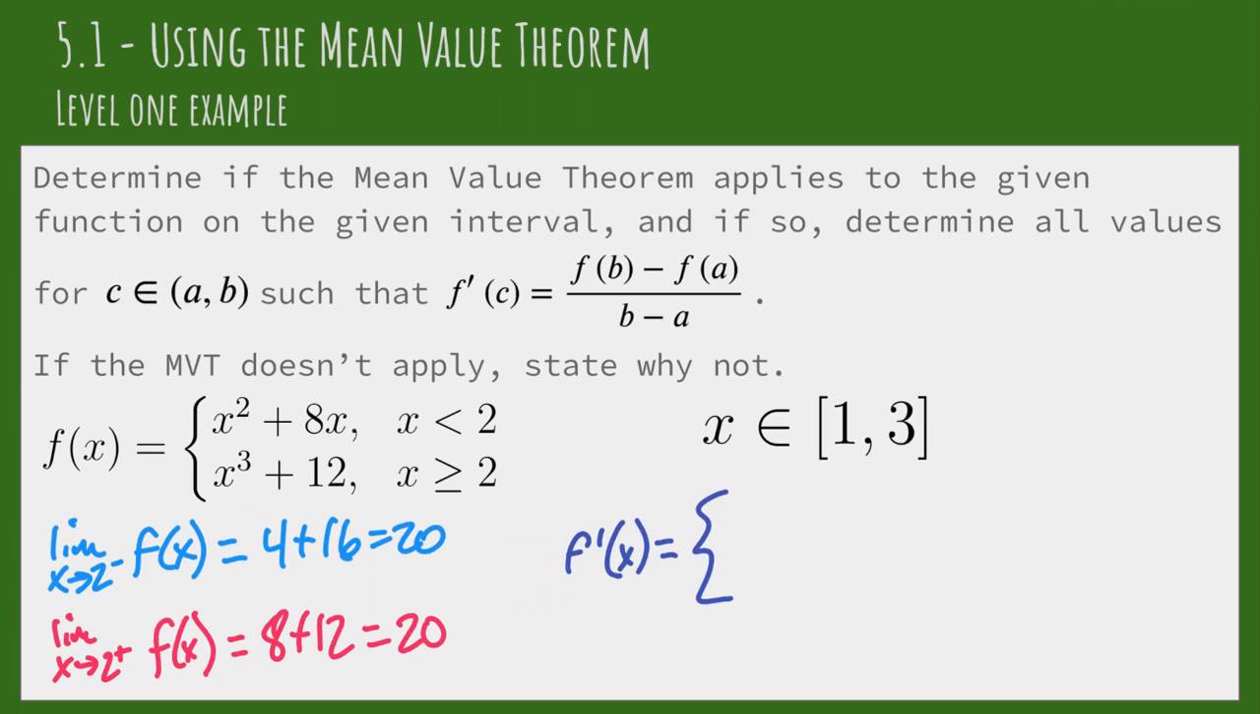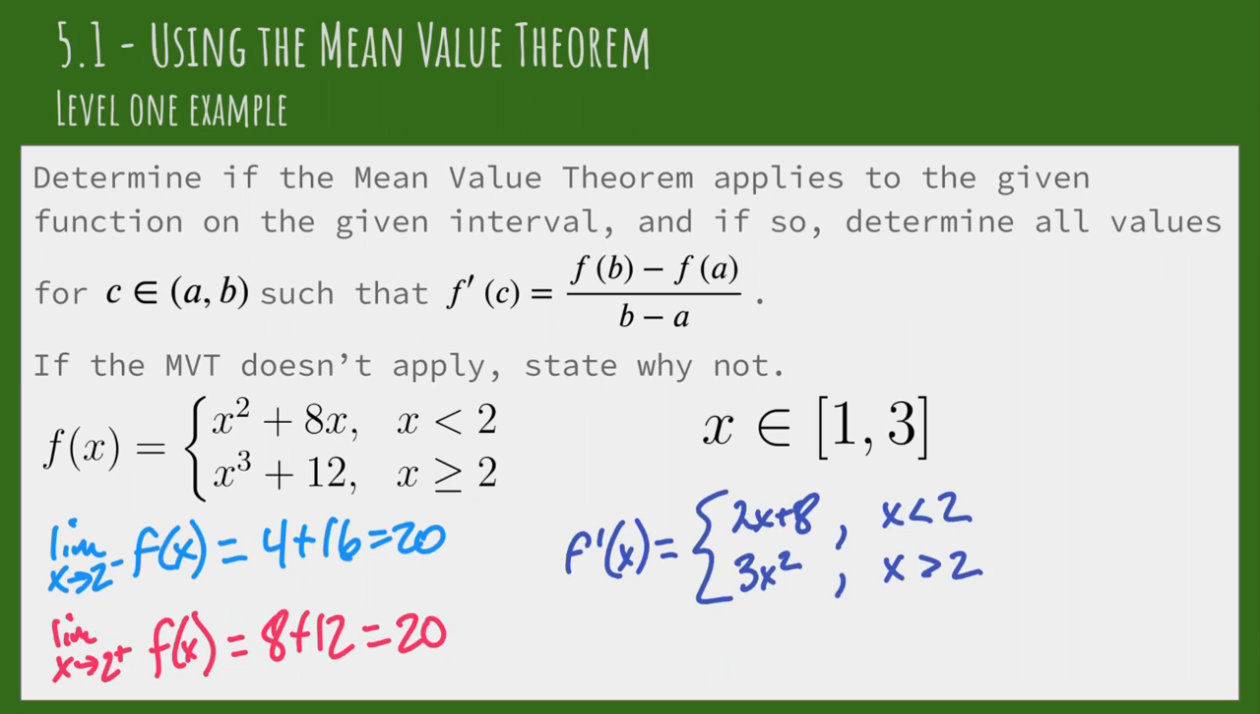And the derivative is going to be a piecewise function itself. So 2x plus 8 for the top branch, 3x squared for the bottom branch. This is going to be when x is less than 2. This is going to be when x is greater than 2. And remember, we're not going to include the equal here unless these are approaching the same thing from both sides.